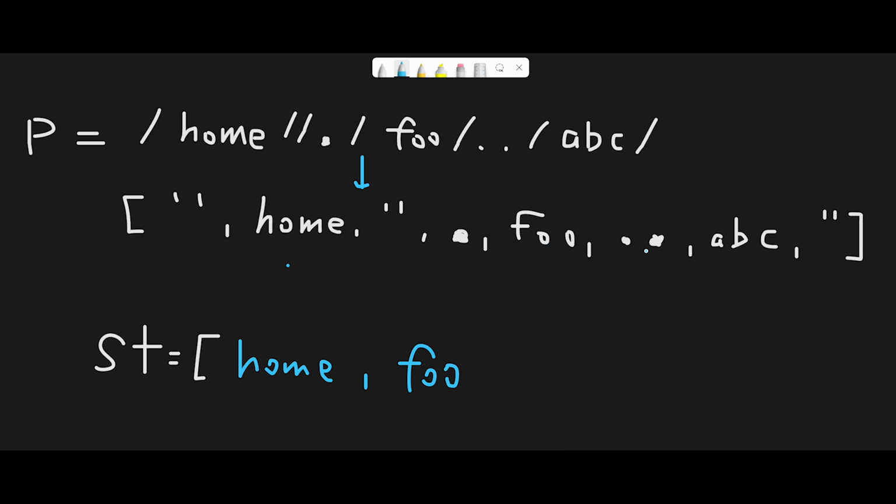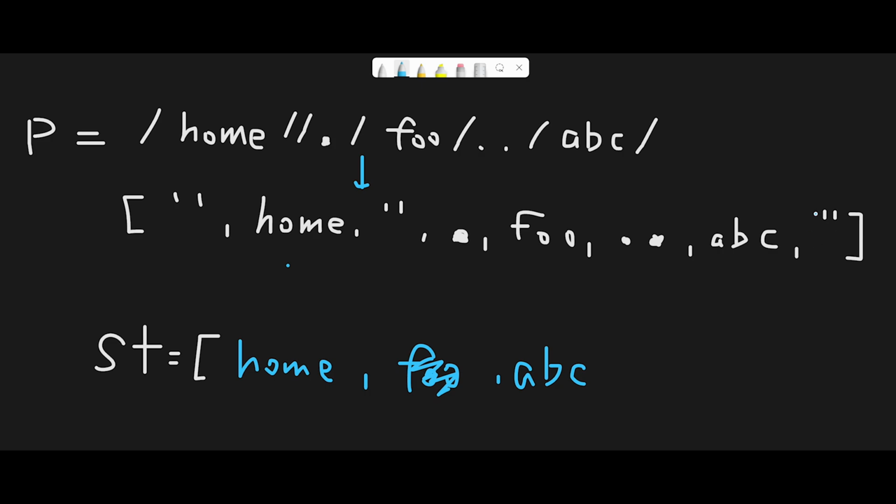Move next, and we find a double period. A double period means referring to the directory upper level. Now we are in the foo directory, so we have to go to the upper level. In that case, we don't need this foo. So if we find the double dot, we pop the top directory in the stack, in this case foo. So pop foo. And then move next, we find ABC. We need this ABC, so put ABC into the stack.